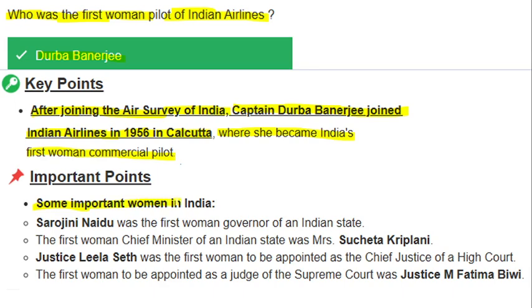Some important women in India. Sarojini Naidu was the first woman governor of an Indian state. The first woman chief minister of an Indian state was Mrs. Sucheta Kripalani. Justice Leela Seth was the first woman to be appointed as the Chief Justice of a High Court. The first woman to be appointed as a judge of the Supreme Court was Justice M. Fatima Bibi.